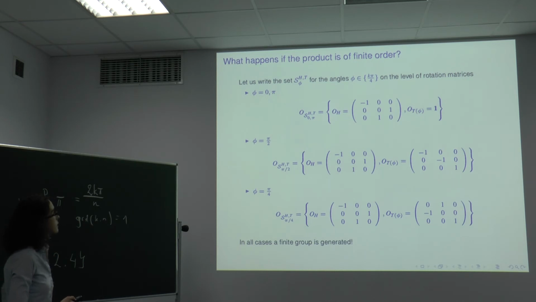And now I decided to write down these matrices explicitly and show that in this case the set S cannot be universal. So let us consider the family of Hadamard and T-phi gates. The Hadamard gate is always the same, but the T gate differs. And if phi is equal to 0 and pi, the rotation matrix corresponding to T is the identity. So this set is not universal.